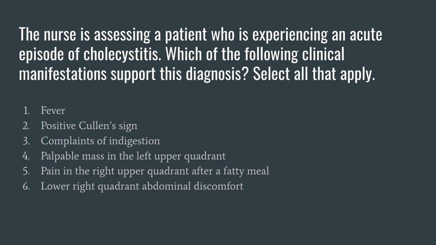Five, pain in the right upper quadrant after a fatty meal. Ding, ding. We know that fatty or processed foods further inflame the gallbladder. And then six, lower right quadrant abdominal discomfort. Again, very similar to four, this is the wrong location in the abdomen.